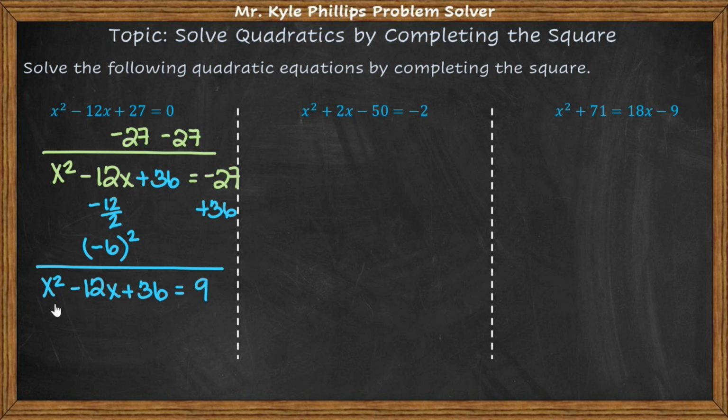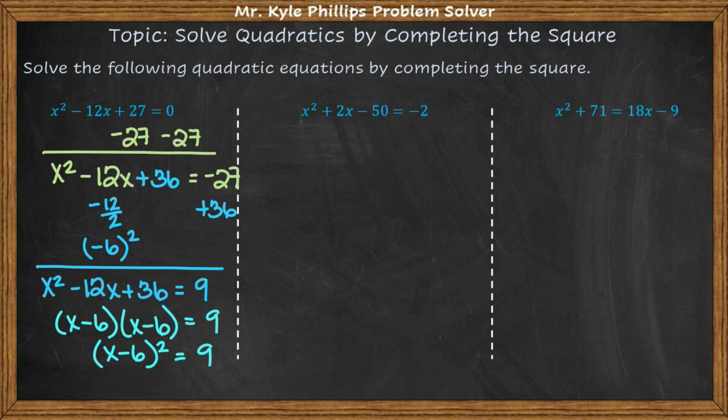Now, I still want to find the solutions. I want to solve this. I can solve this by factoring. So what are factors of 36 that will add to give me 12? Well, we already talked about that. It's going to be 6. So here we have x minus 6 and x minus 6. And we know we can rewrite this as x minus 6 quantity squared equals 9.